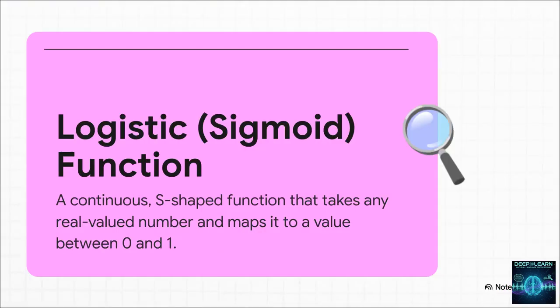And here it is, the hero of our story, the logistic function. You'll often hear it called the sigmoid function, and that's just because of its distinctive S shape. Its job is incredibly important. It can take any number you throw at it, positive, negative, huge, tiny, and it just gently squashes it down into a value that is always between 0 and 1.